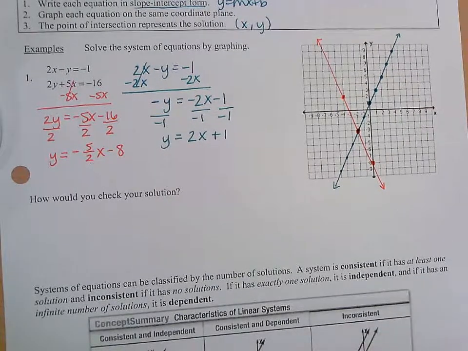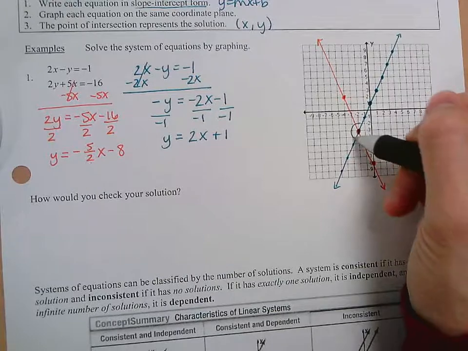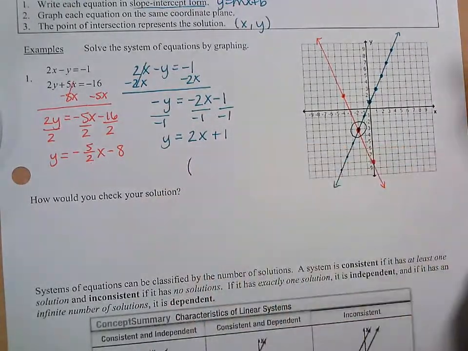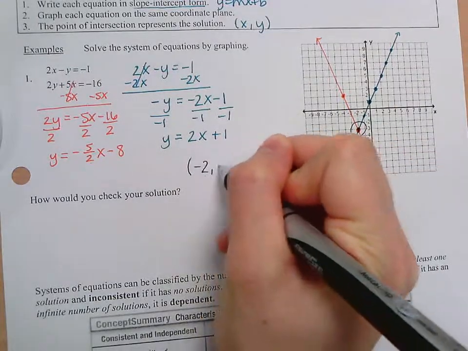All right, so solving the system of equations, where they intersect is my solution. So that ordered pair is negative 2, negative 3.